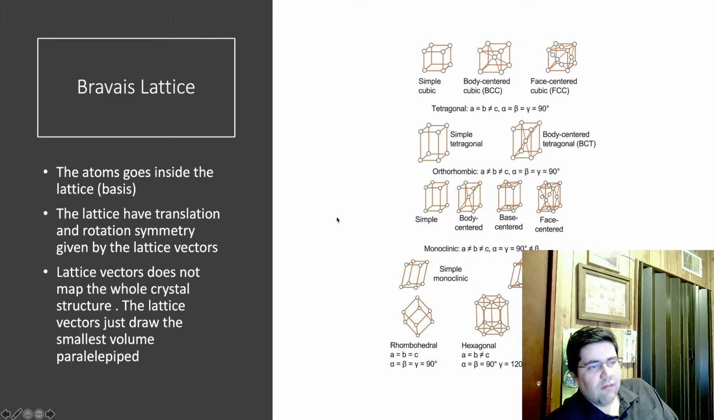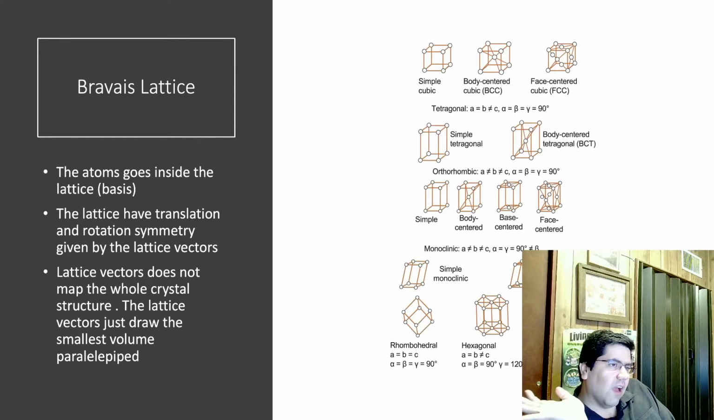Now the tricky part is that the atoms can go inside of the lattices, let's call them the boxes. For example, atoms can go inside of a simple cubic. So even if we have 14 lattices, we can have not an infinite number but a large number of crystals, because the atoms can be put inside the structure in different ways.